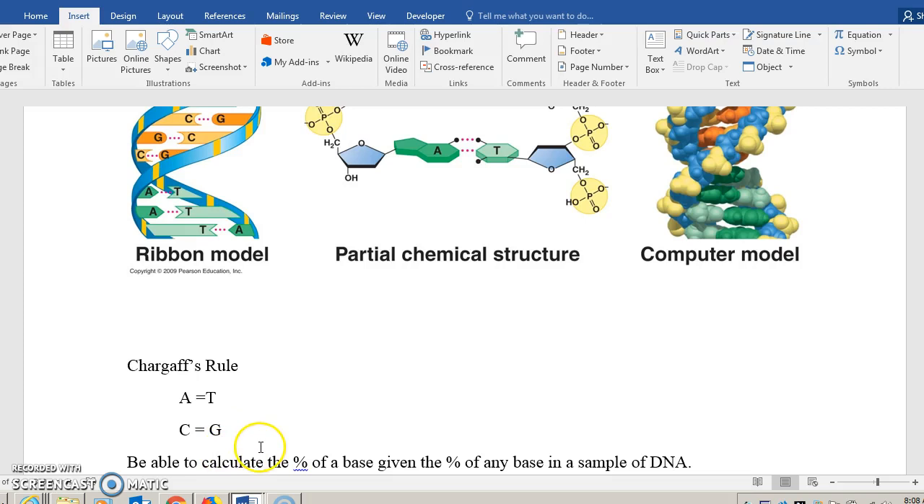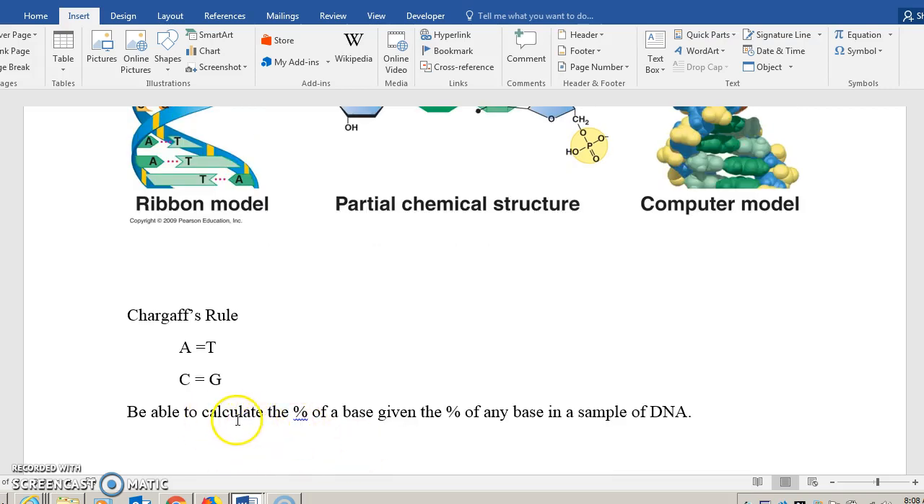And probably I'll try to put some kind of a problem on the test where I give you one of these and you'll be able to calculate the percentage of any other. Keep in mind that adenine and thymine always equal each other. Cytosine and guanine always equal each other.